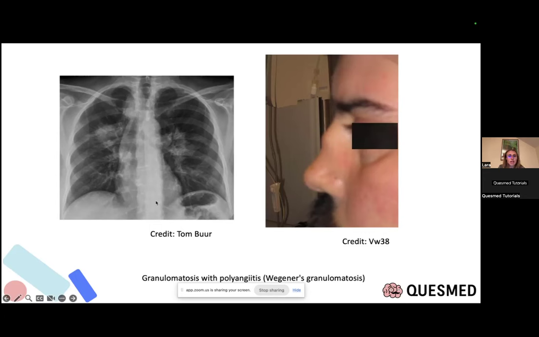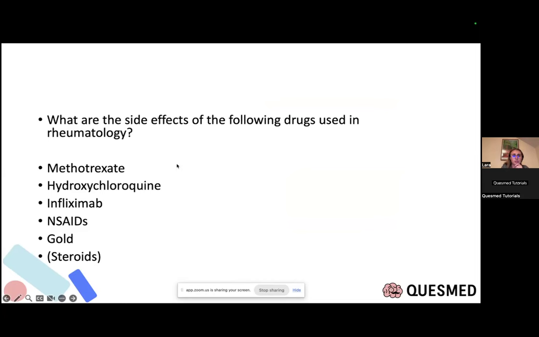Does anyone know what this x-ray is trying to get you to think about? Nothing in the chat. No, that's all right. These are pulmonary nodules, and you can get them in Wegener's. So you can get lung involvement, but it is rarer. And these are the pulmonary nodules that you're talking about predominantly. Again, small print, not that important.